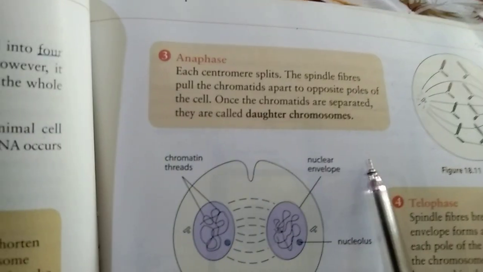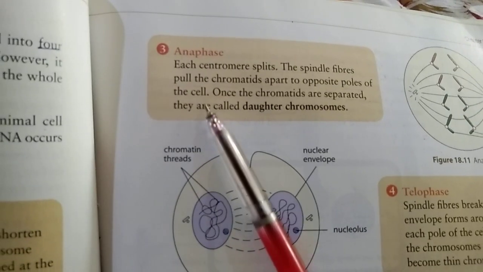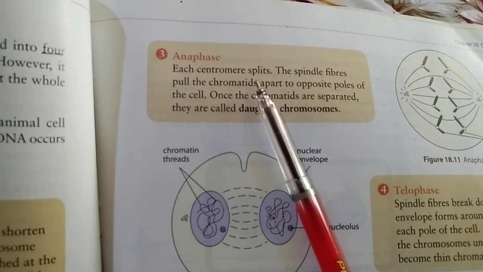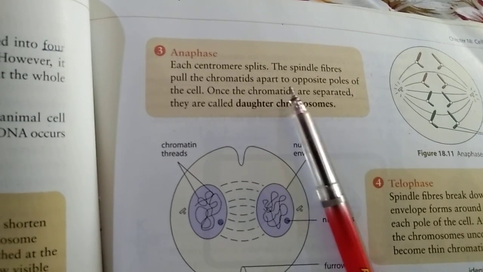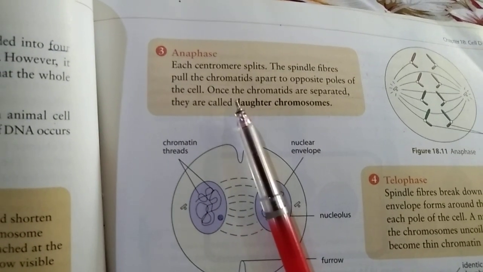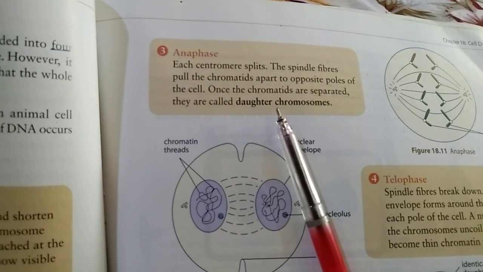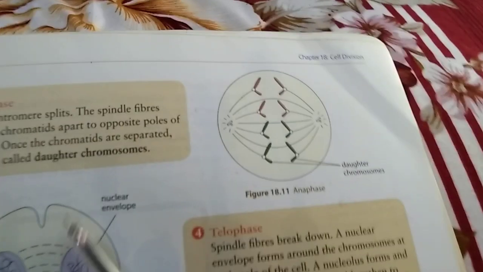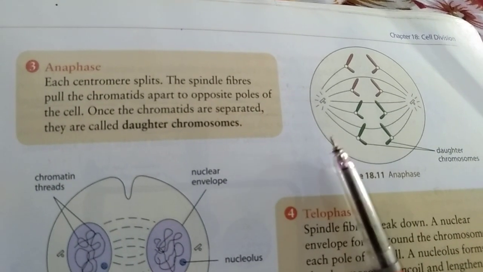Now we will discuss the third stage of mitosis, which is called anaphase. Each centromere splits. The spindle fibers pull the chromatids apart to opposite poles of the cell. Once the chromatids are separated, they are called daughter chromosomes. Look at this stage and understand anaphase.